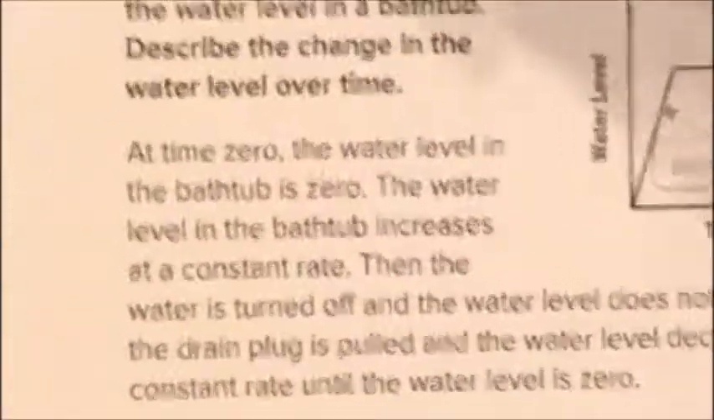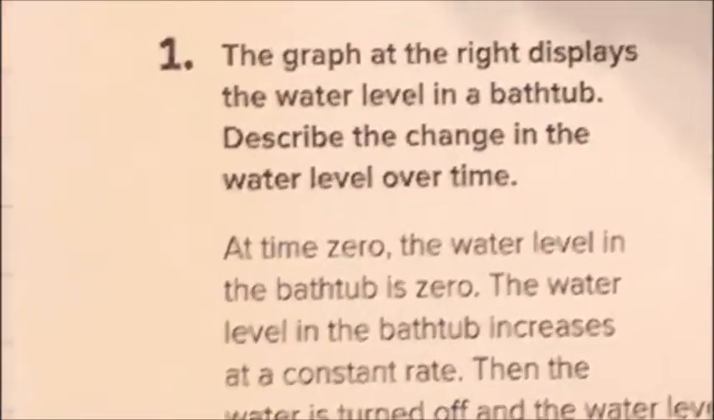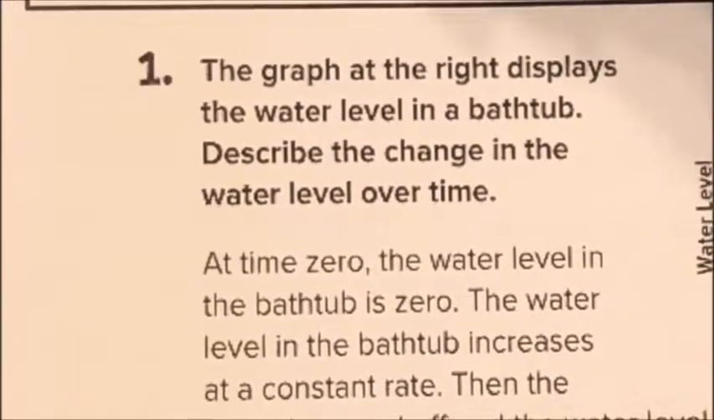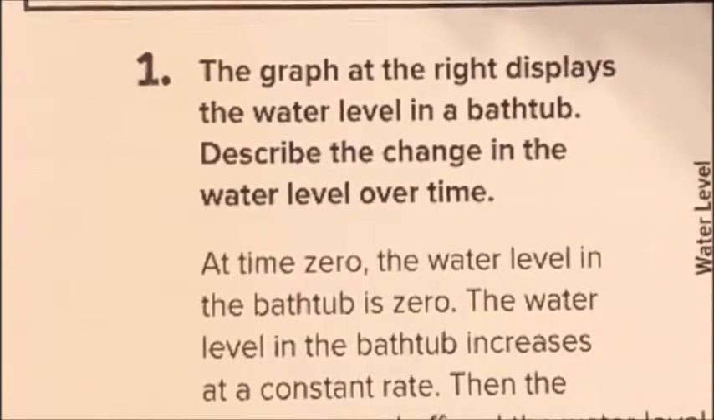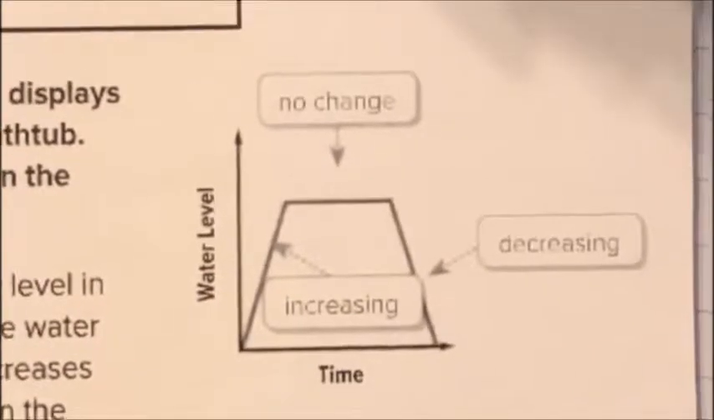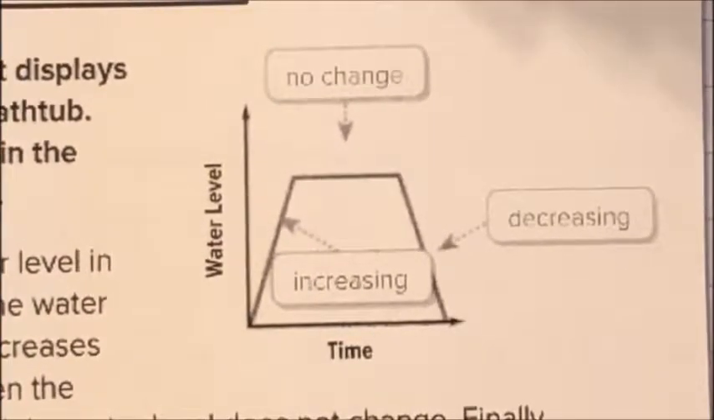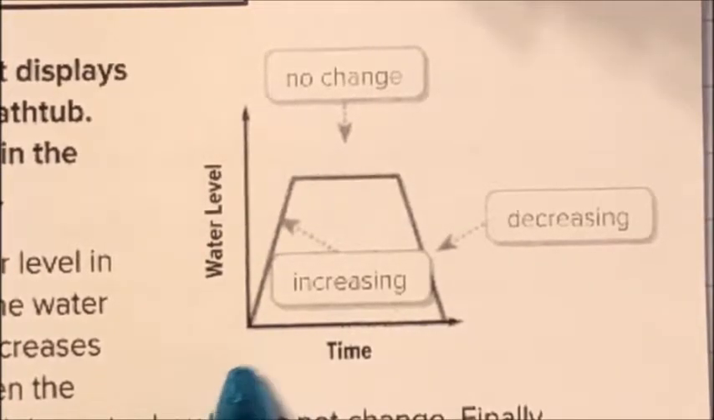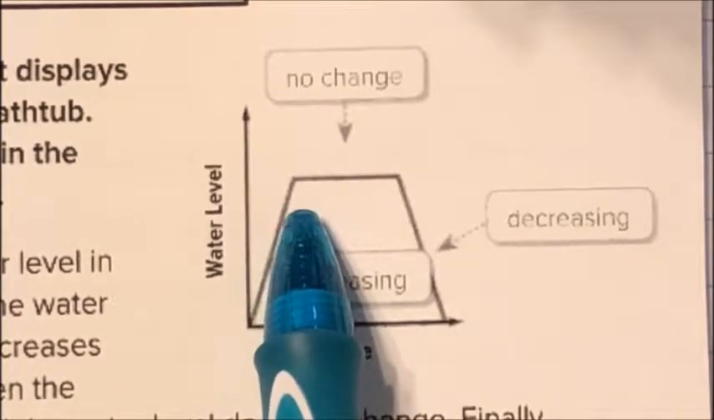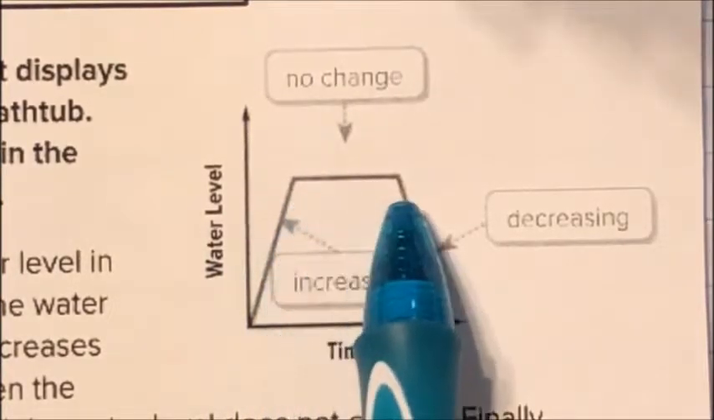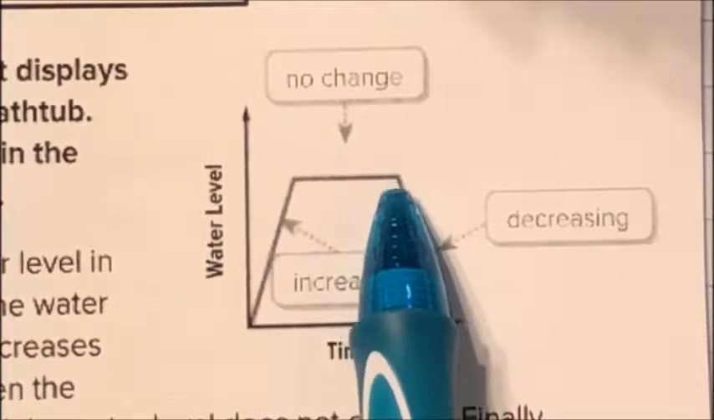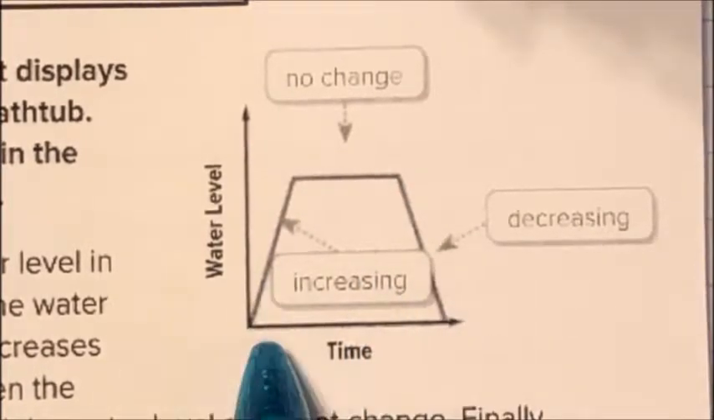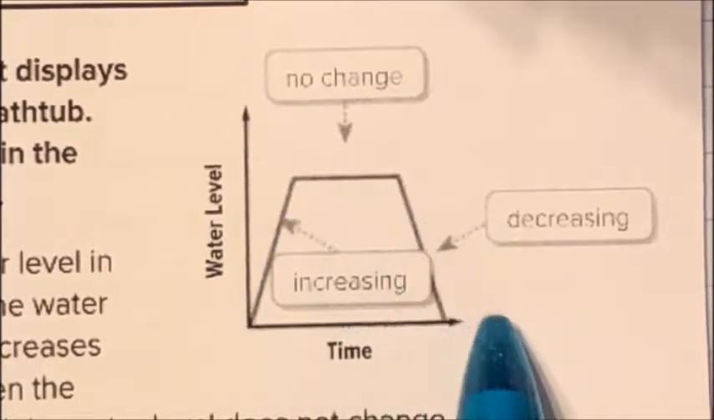All right, so situation number 1. The graph at the right displays the water level in a bathtub. Describe the change in the water level over time. Here's my graph. How am I going to describe this graph? At the very beginning, it increases. Then there is no change. There's a flat spot. And then it decreases. So it increases, stays the same, then decreases.